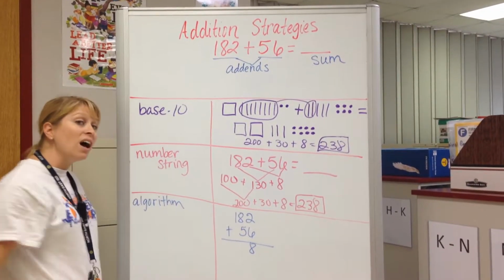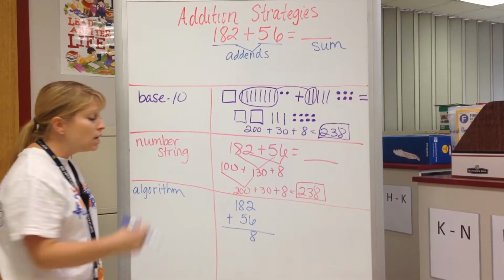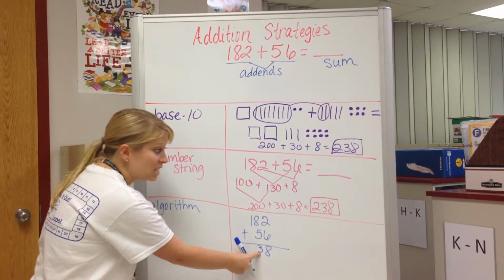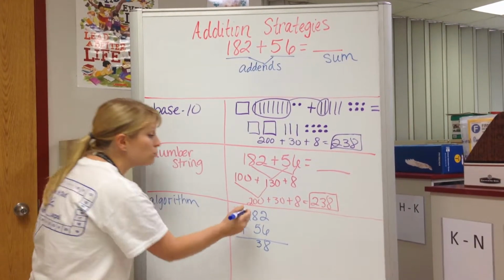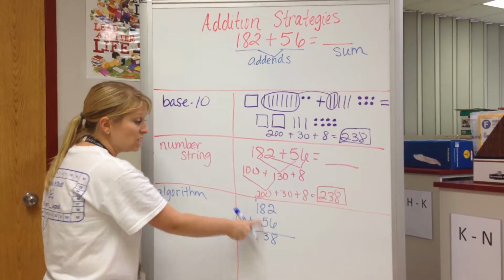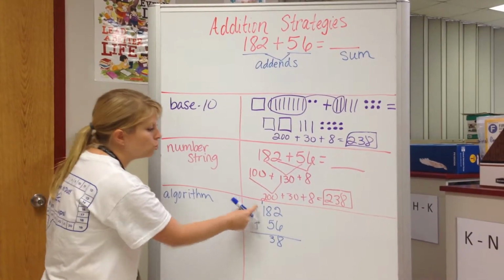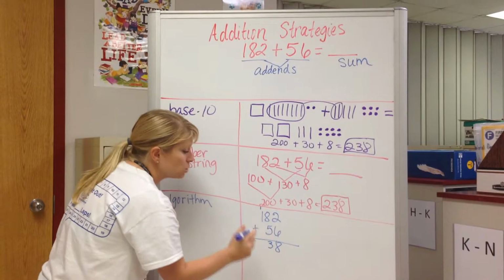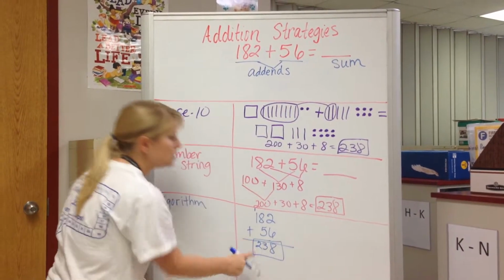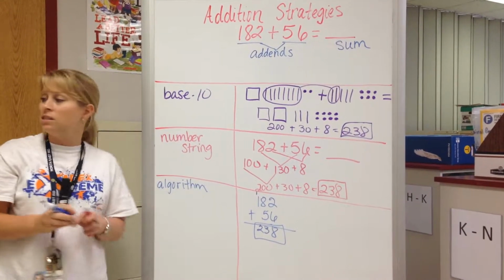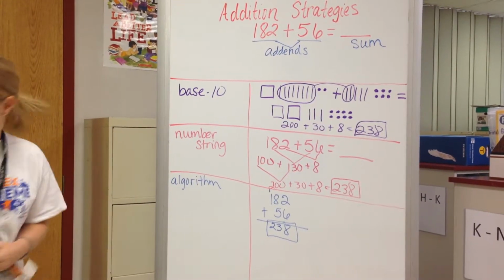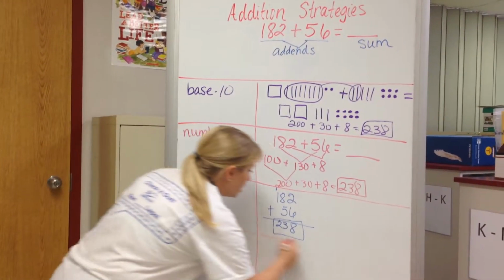8 tens plus 5 tens is 13 tens. I hold my three tens, and I regroup my 100 because 10 tens from that 13 makes 100. So now I have two hundreds here. 100 plus 100 is 200. The same sum. Three different strategies. Let's take a look at one more strategy, the number line. I'm going to switch back to purple. The number line.